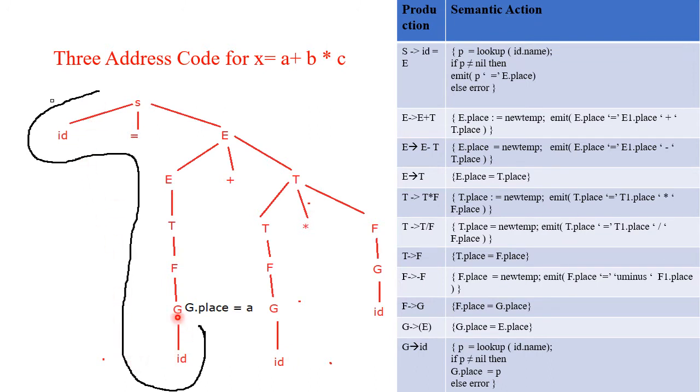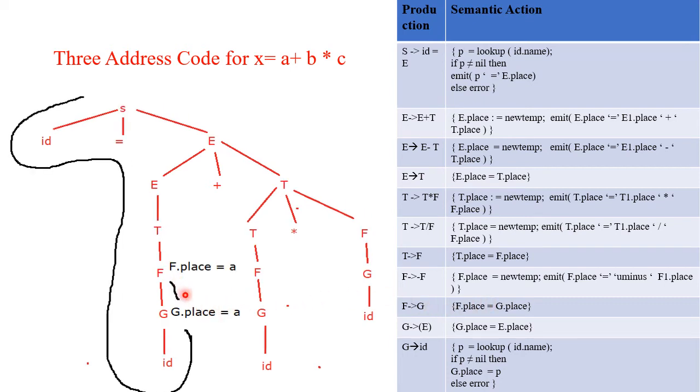Here we have reached G gives id, so we have to perform the corresponding semantic action. Let us check what the semantic action is here. It checks the symbol table. Assuming this A occurs in the symbol table, then G.place equals A. Continuing the traversal, when we reach F gives G, what do we have to do? F.place is equal to G.place, that is A.